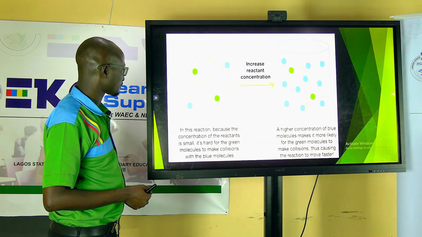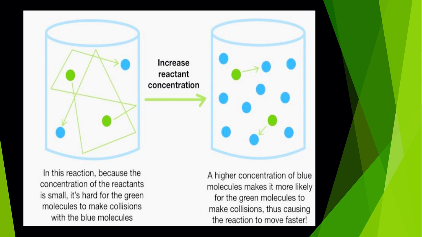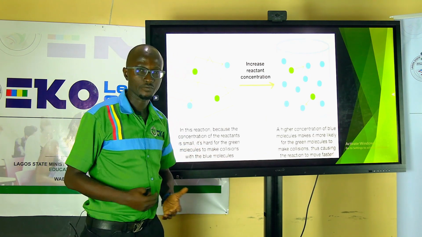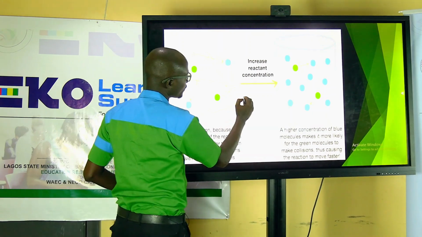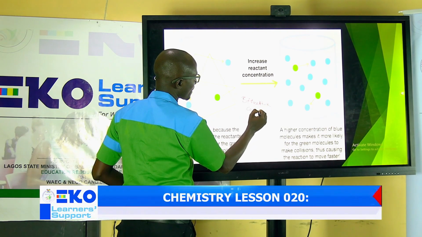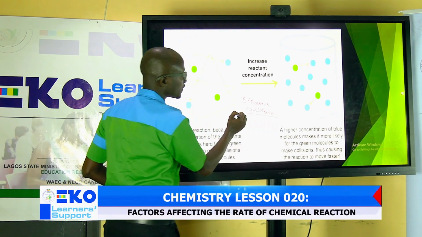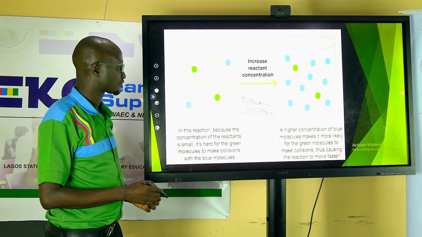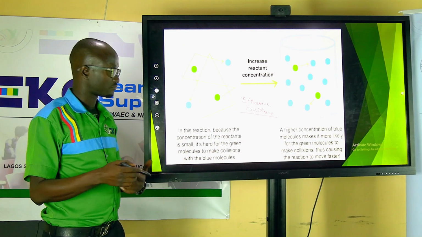So that's what we are saying. In this reaction, because the concentration of the reactant is small, it's hard for the green molecules to make collisions with the what? Blue molecules. A higher concentration of the blue molecules makes it more likely for the green molecules to make what? Collisions. Because it's only effective collision that can lead to a reaction. Take note of that, students. It's only effective collisions that can result in a reaction. If there is no effective collision, there is no reaction.